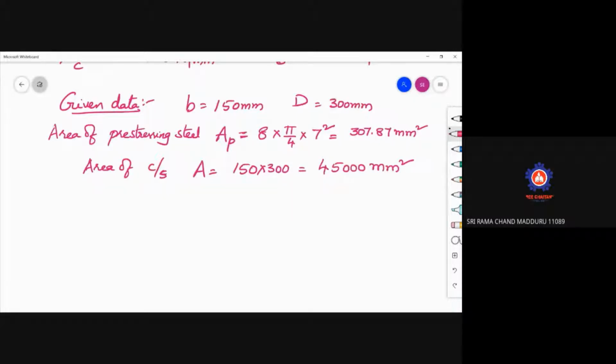Then area of cross section is calculated. Then second moment of area or moment of inertia. Second moment of area is BD cube by 12. Now tell me this value. 150 into 300 cube by 12.